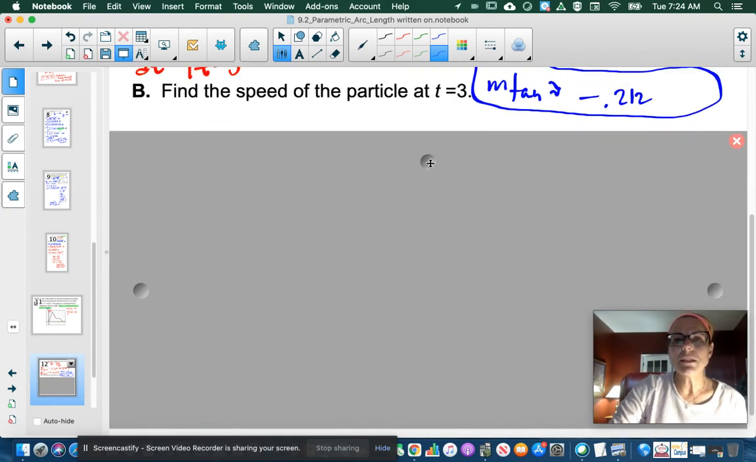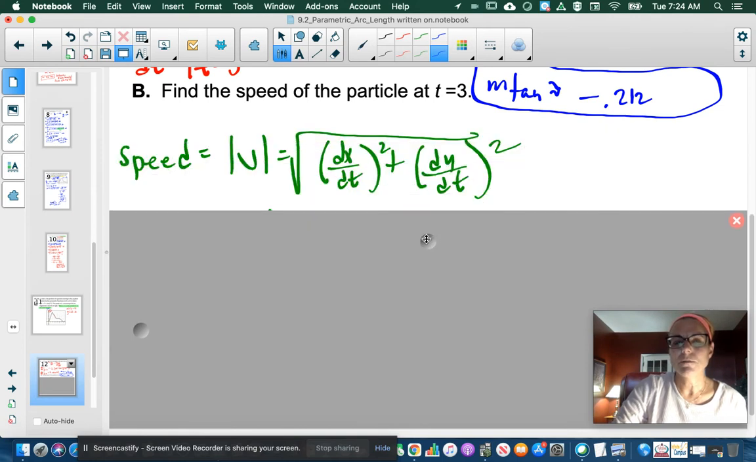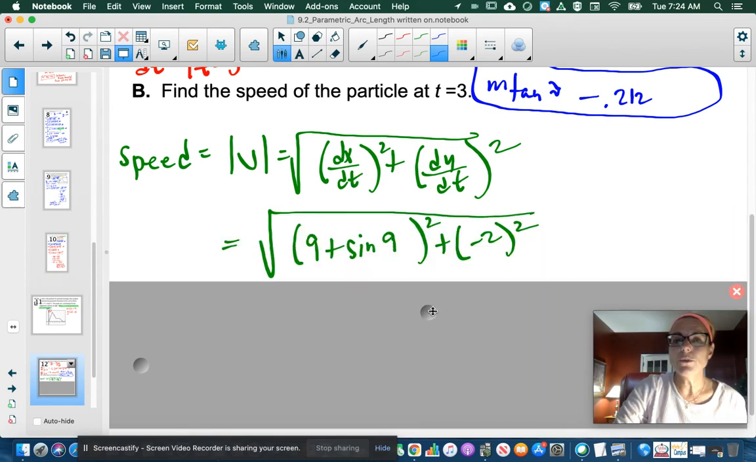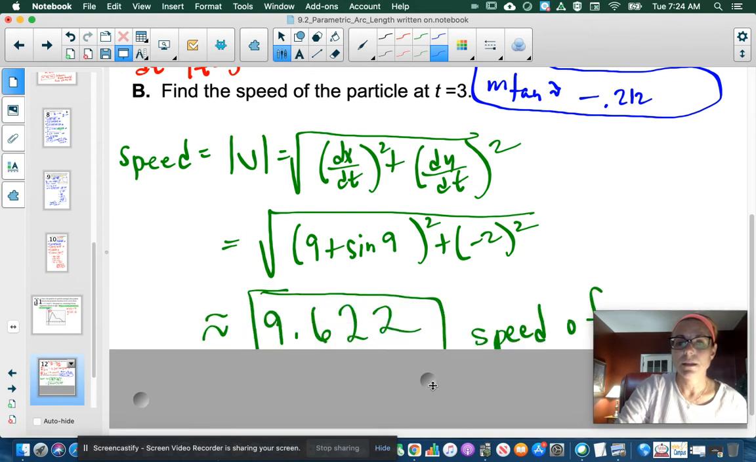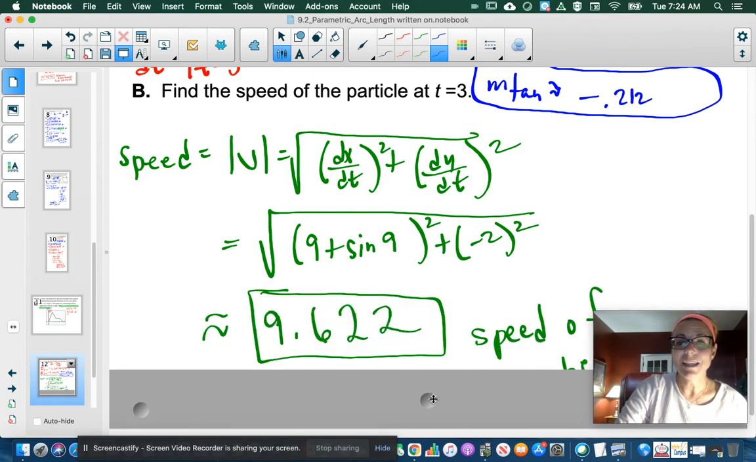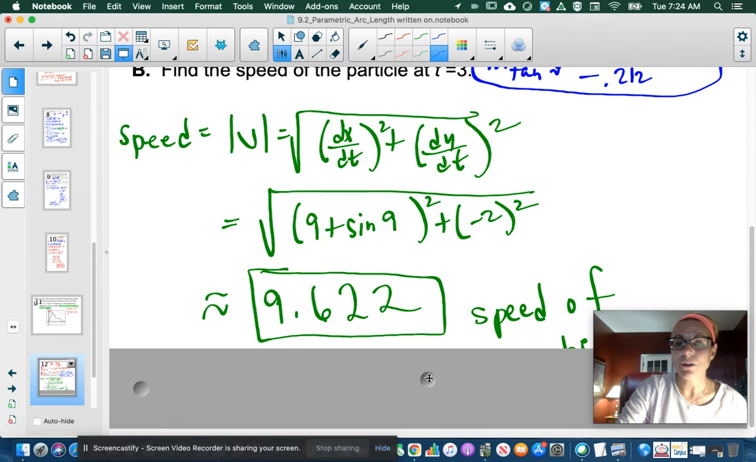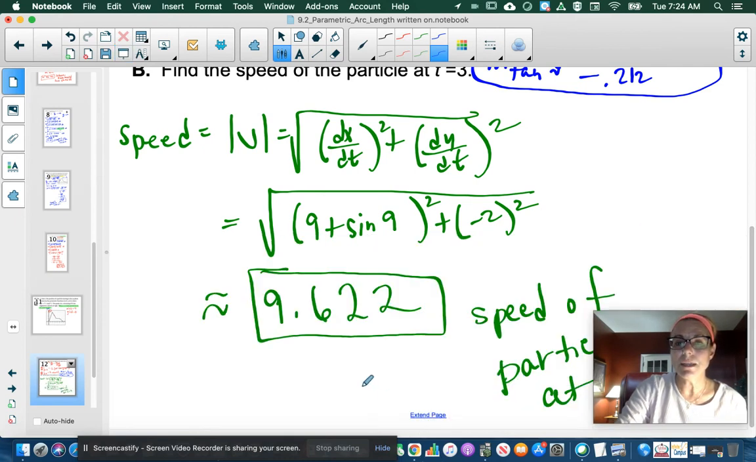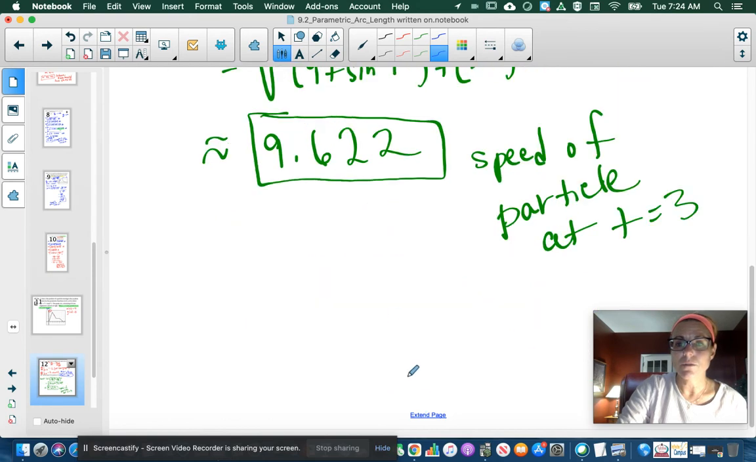Now we want to find the speed of the particle. Again, speed is the absolute value of velocity, which is this. Well, we already know dx/dt and we know dy/dt. Plug it in. And what I did is I just plugged that into my calculator. And after doing that, you get the speed of the particle at t equals 3.